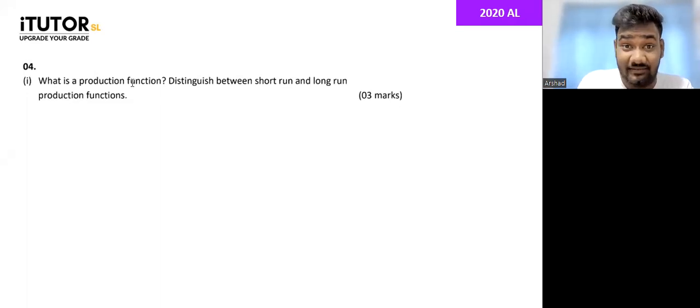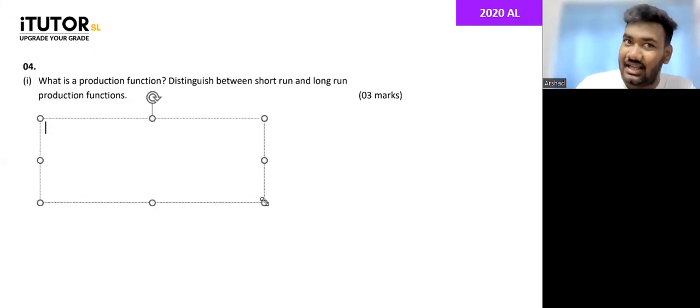What is a production function? Distinguish between the short run and long run production function. The same question was there in a previous paper. Which paper is that? So what's the production function? You can say the production function shows the technical relationship between the inputs and the outputs in the production process.